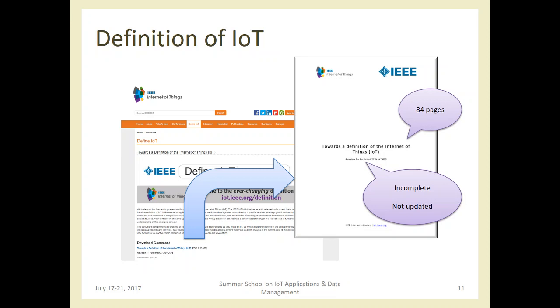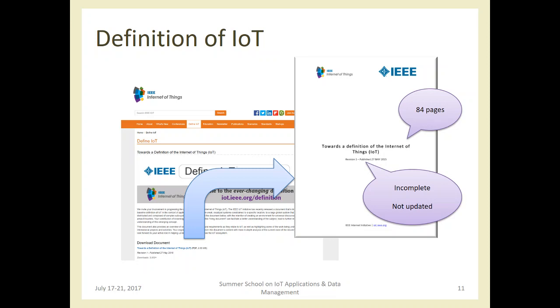This document, definition. What do you expect from a definition? One page. This document has 84 pages. It's dated May 2015, two years old, revision 1. They published the first version two years ago. The IoT changed at least three times during these two years, and they didn't make a revision 2 for updating. So it's very sad from my point of view.